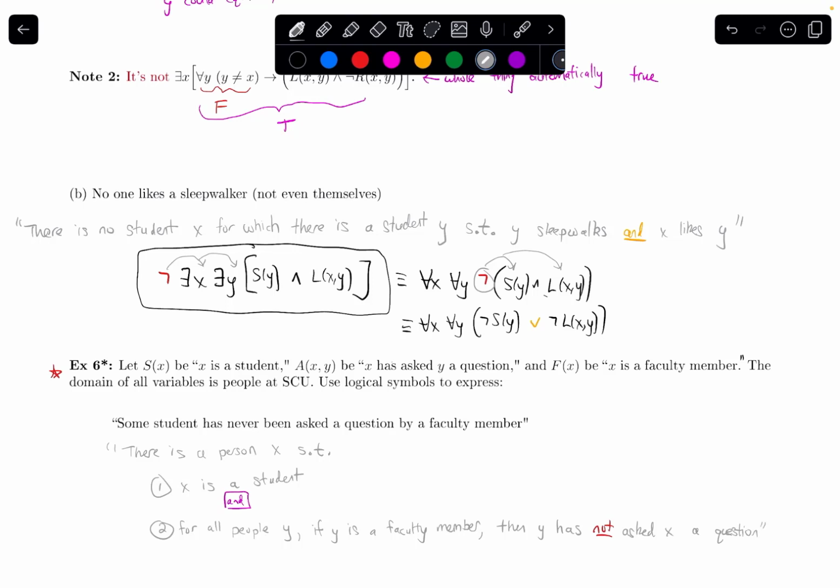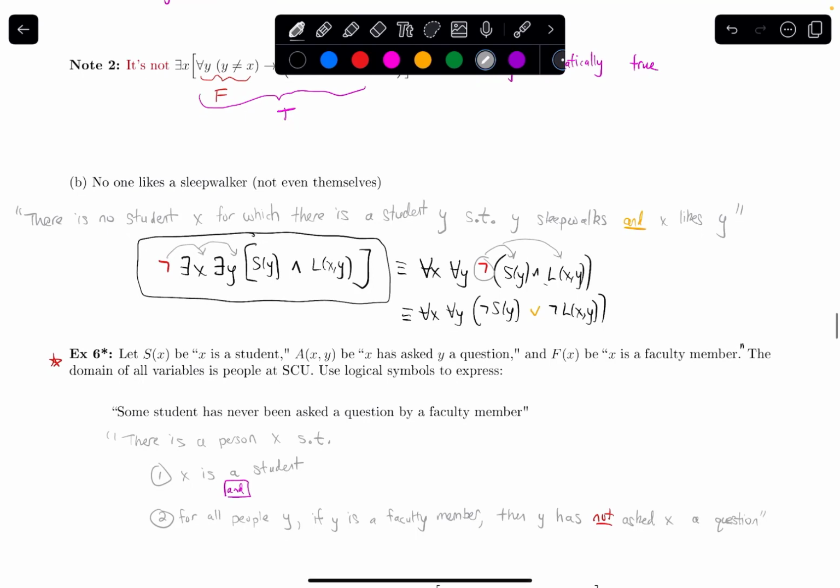Okay. All right, so I think I'm ready to start to write this using my quantifiers. So X is a student. Well, that would be just S(X). And then the next part, for all people Y, that would be for all Y. And then after the for all Y, I'll put a parentheses, and then I have an if-then setup. So I'll put my implication arrow.